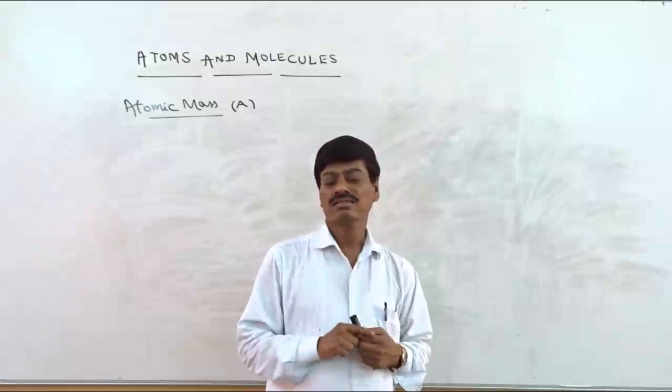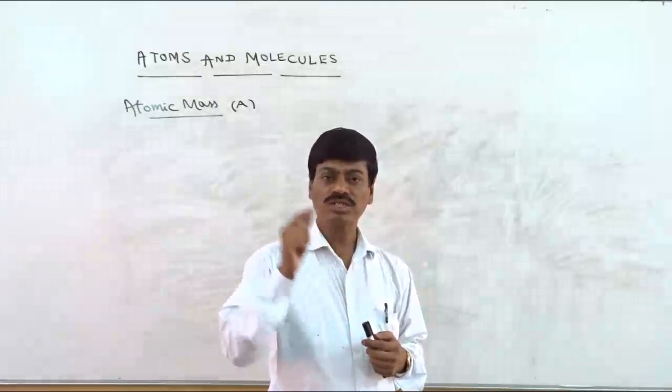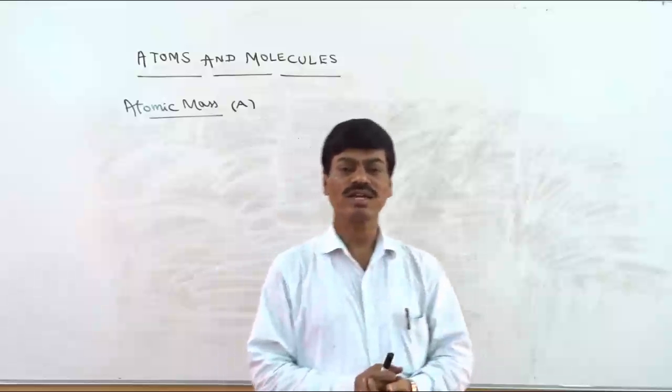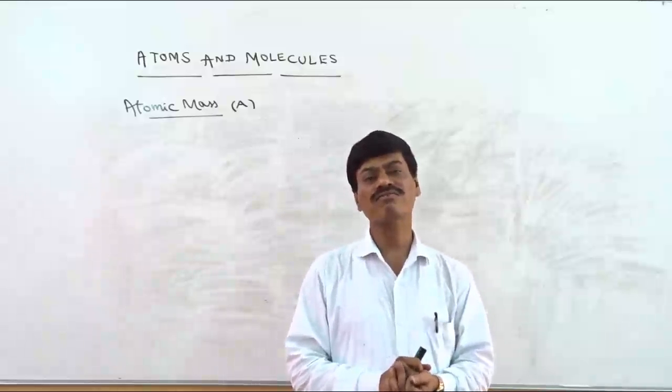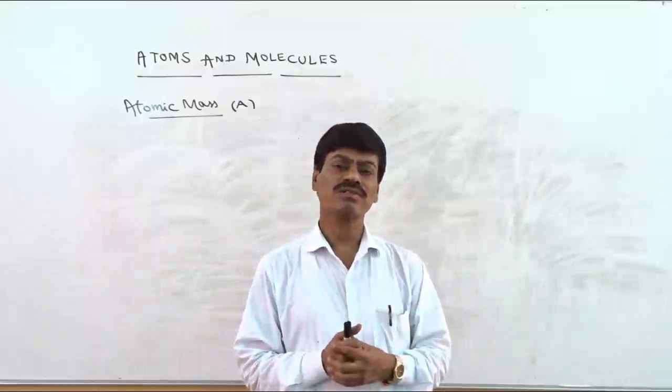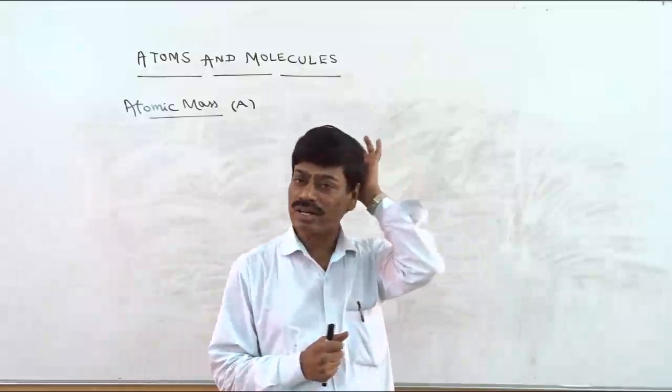Here 1 by 12 into C12 is equal to 1. So in short, to calculate the atomic mass of any element, just by clubbing its number of protons with its number of neutrons, we will get the atomic mass.